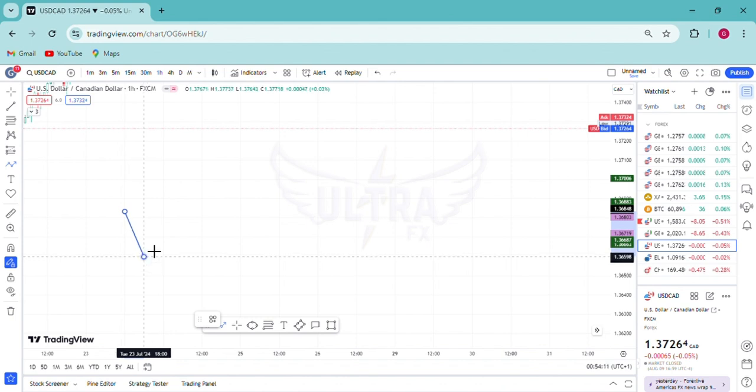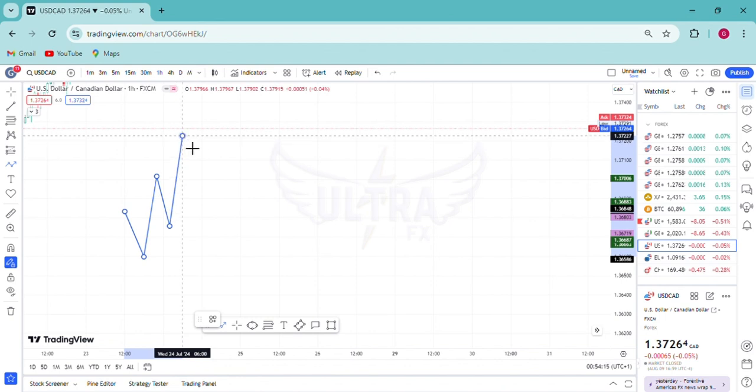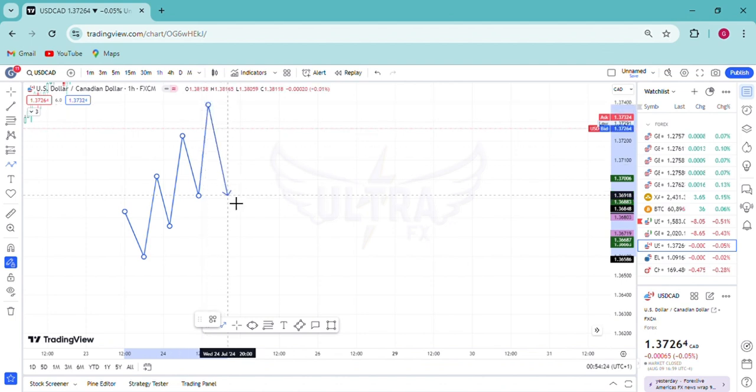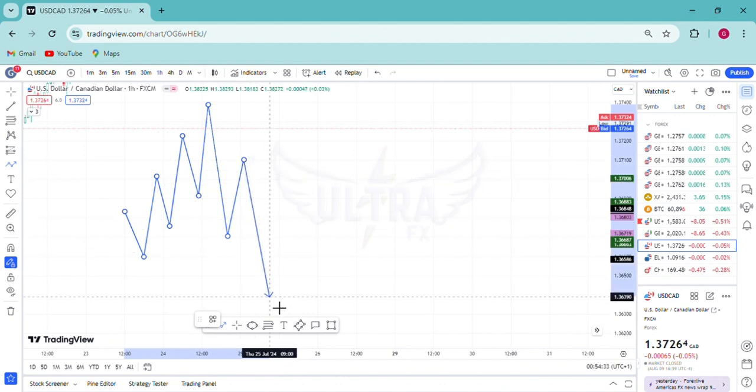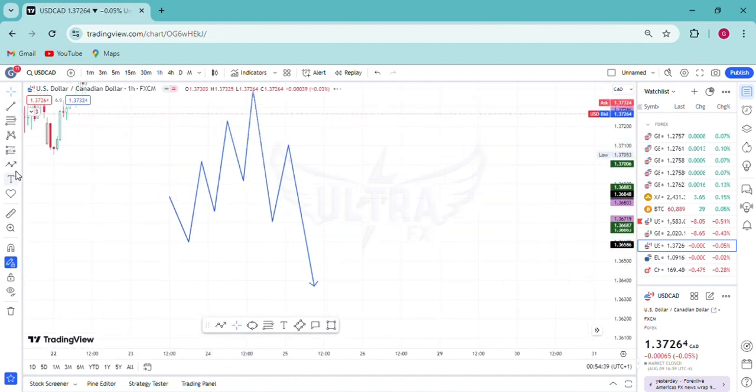So this is a breaker here, like the way I explained it in our previous video. So this is a breaker. We have a series of higher highs and higher lows. Now we have a break of the market structure, the market coming back to it to rally in the opposite direction. So now we have what we call a breaker block right here.